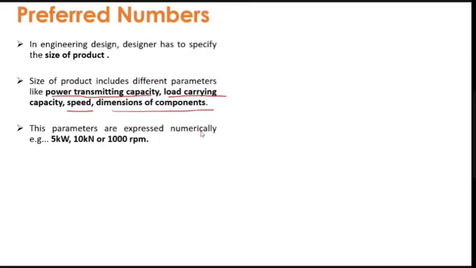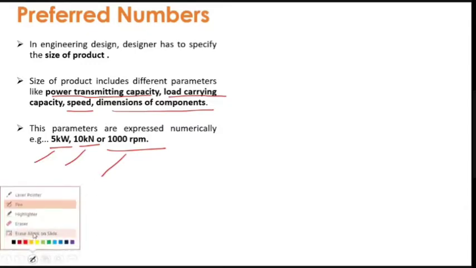Now, the size of the product, which includes the different parameters, is expressed numerically, right? For example, the capacity will be expressed as 5 kilowatt, load carrying capacity as 10 kilonewton, or maybe speed is indicated as 1000 rpm. So this all indicates the size of the product. I hope you understand this.